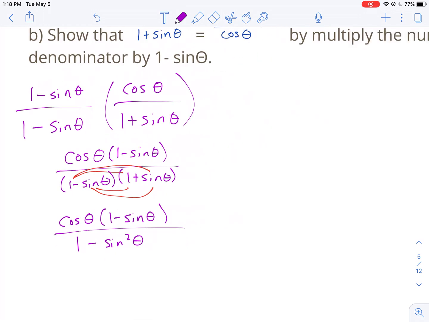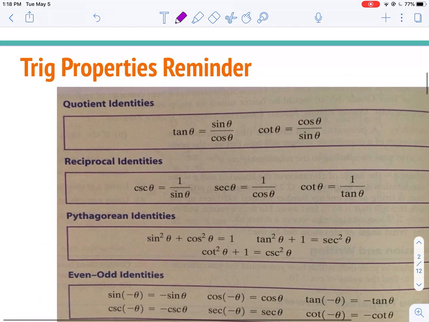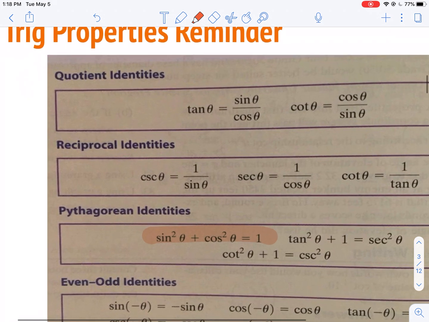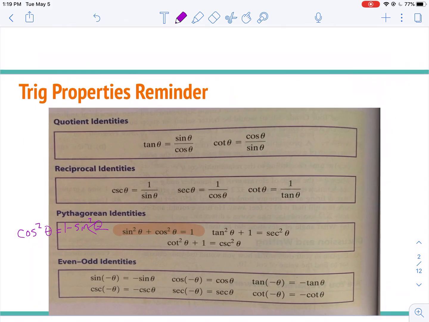Now, what I'm looking at here is this 1 minus sine squared theta. If I go back up to this property of the cosine squared theta plus sine squared theta is equal to 1, well, I can subtract sine squared theta on both sides, and this ends up becoming the exact same thing as cosine squared of theta is equal to 1 minus sine squared theta. That's an equivalent statement. All I did was move the sine squared over the other side.